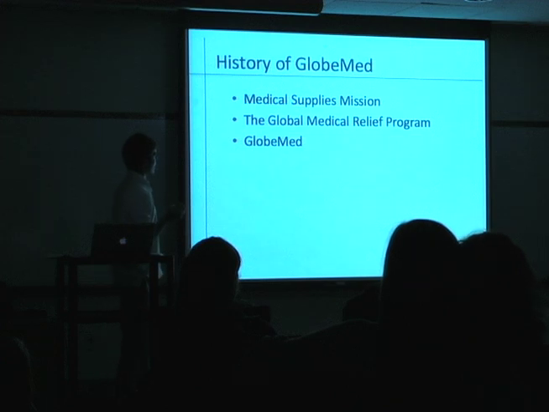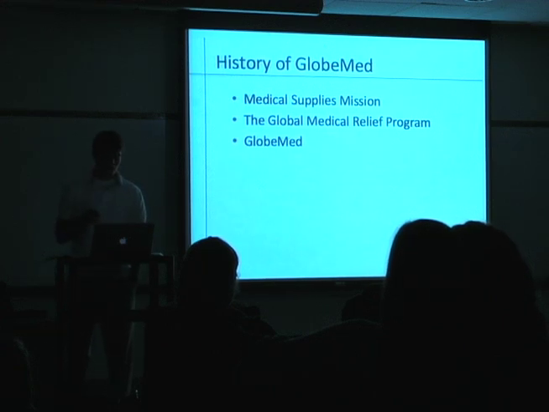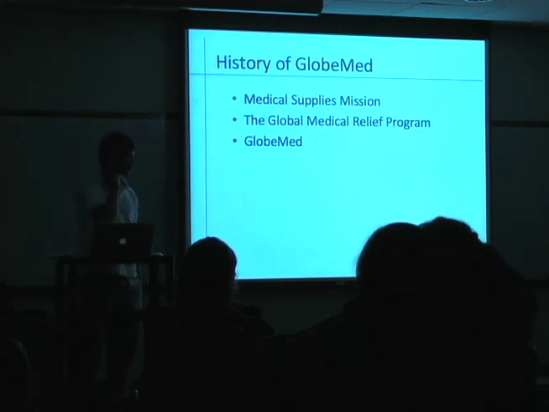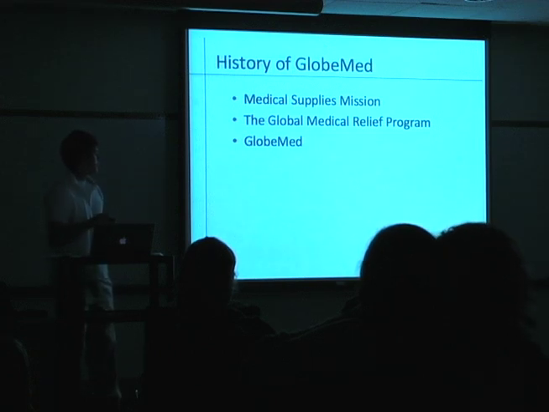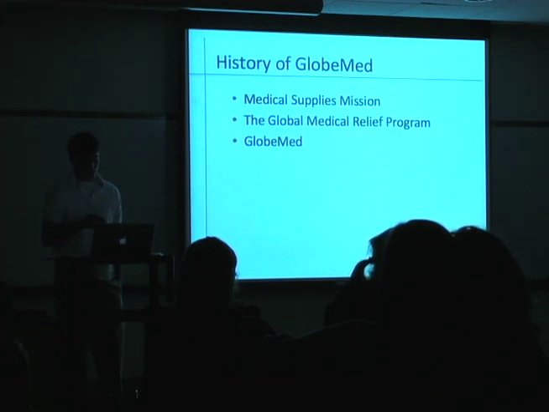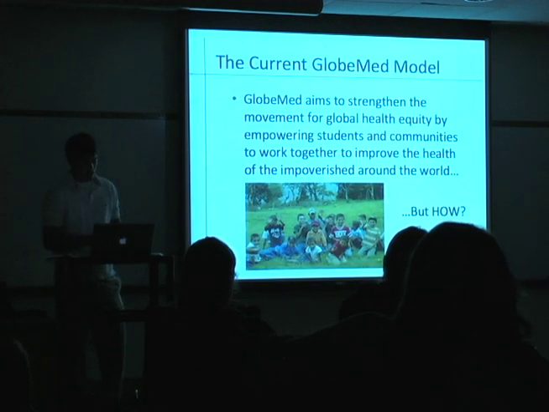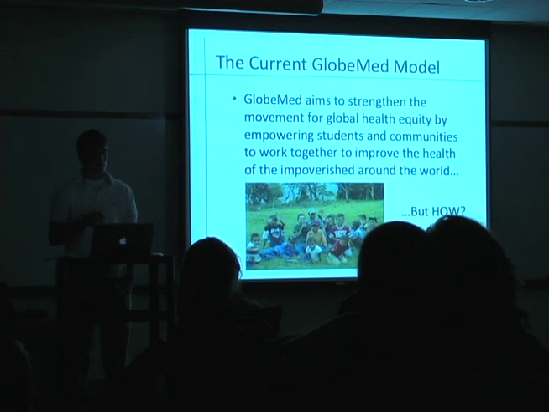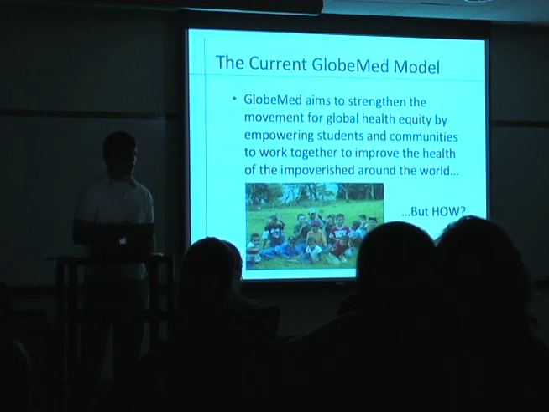GlobeMed started as a medical supplies mission at Northwestern University, started by a group of students in 1999. Then in 2001, it became the Global Medical Relief Program, an NGO, and spread to a couple of different campuses. Its goal was to donate medicines to war-torn regions. But in 2006, the GlobeMed National Office underwent a huge shift to the philosophy they have today. The current GlobeMed model aims to strengthen the movement for global health equity by empowering students and communities to work together to improve the health of the impoverished around the world.